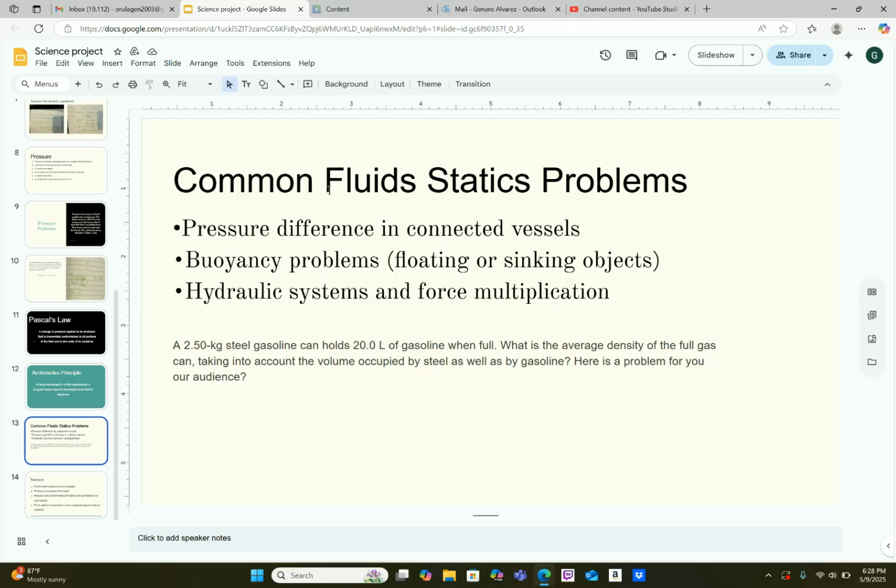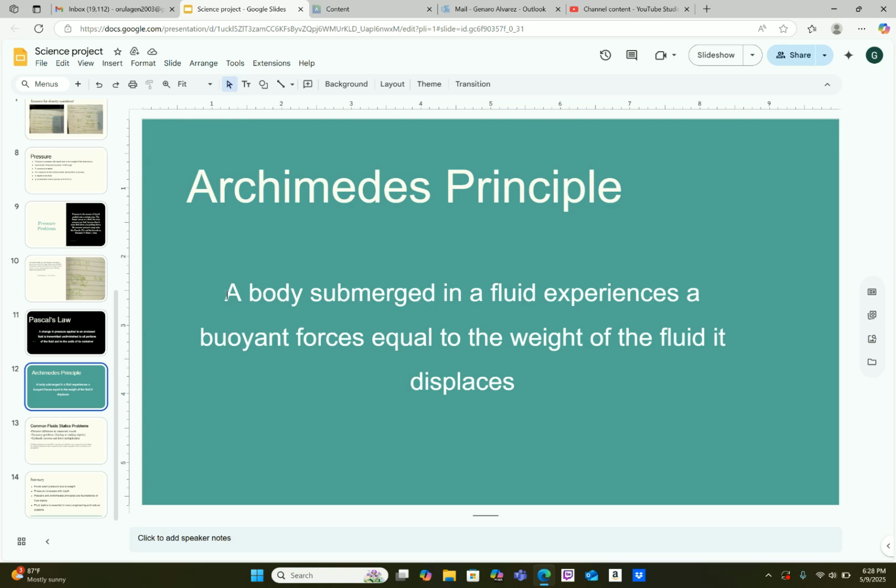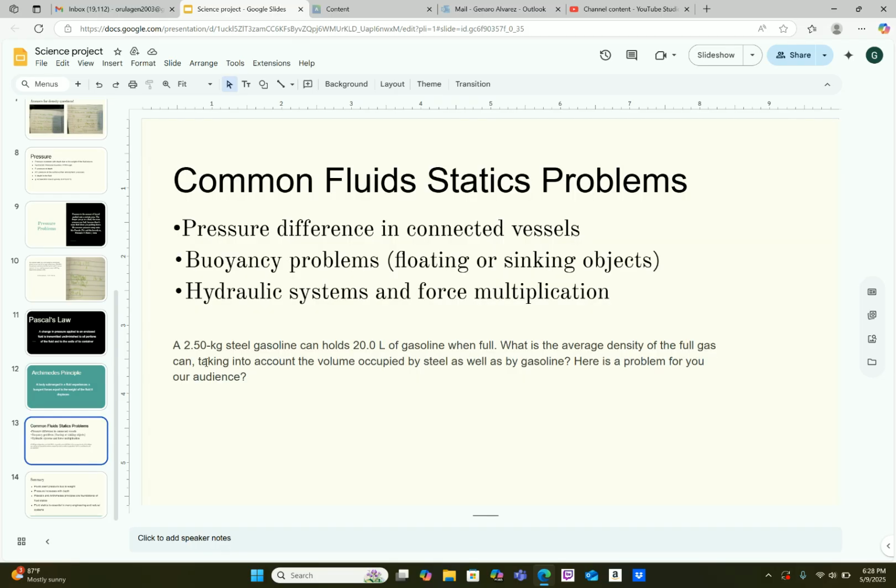As well as right here, common fluid statics problems: pressure differences in connected vessels, buoyancy problems, floating or sinking objects, hydraulic systems and force multiplication, which is right here. You'll see right here, buoyancy forces. It's one of the problems that you'll see, as well as others throughout the PowerPoint that I have gone over, such as pressure differentials, and of course the force multiplication with the hydraulic systems.